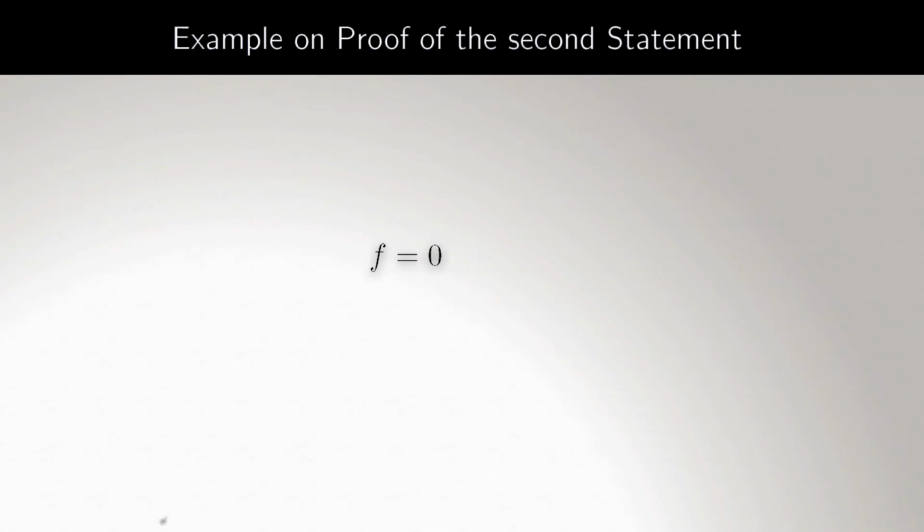As an example, show that f, which is equal to 0.428571 repeating, is a rational number.